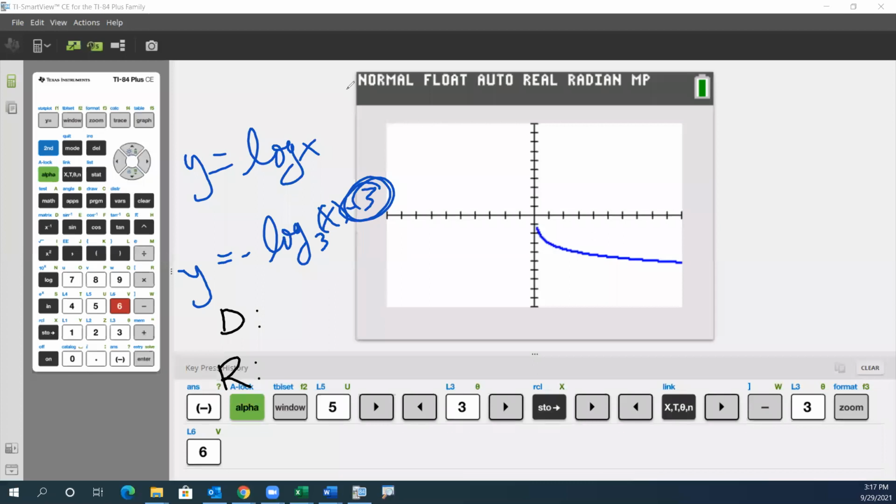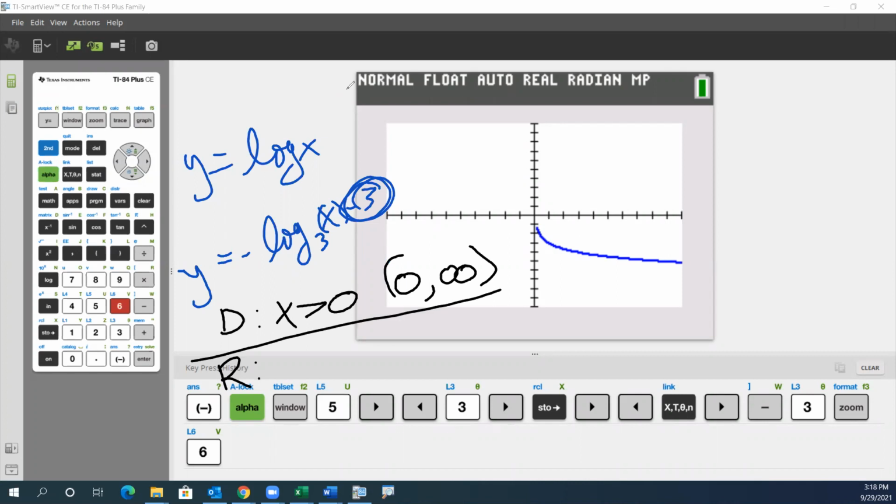So the domain is going to be, it doesn't ever hit the x-axis or the y-axis, but it's everything on that side of it. It just gets closer and closer to the y-axis. So it's using x values that are greater than 0. Not 0 itself, because that would be the y-axis, but everything up to it. And it says do it in interval notation, so that would be everything from 0 to infinity, written like that.